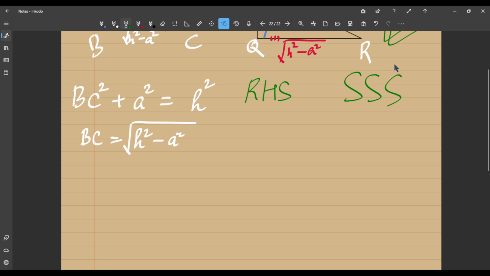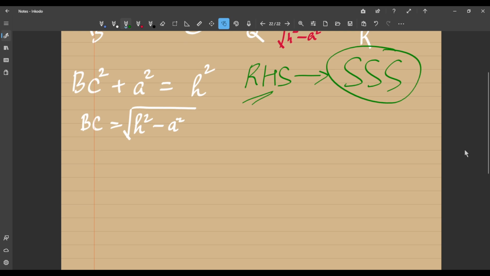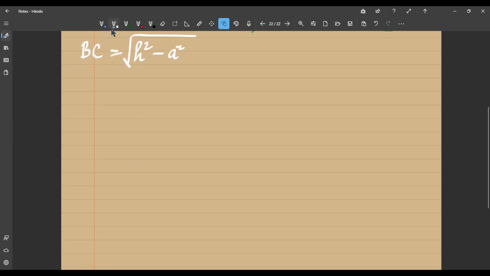You don't even have to look at the third side, but you should know that one angle is 90 degrees and you spot the other two sides are equal. Automatically you know the third side would be equal because it's a right angle triangle, and hence by the SSS axiom the triangles will be congruent. So now we have learned all the axioms of congruency.